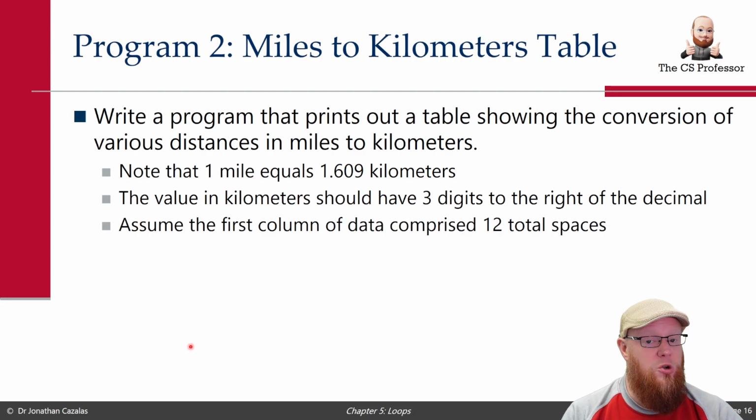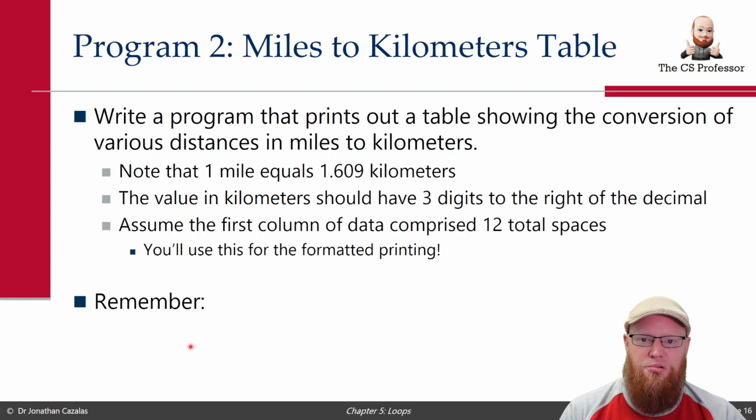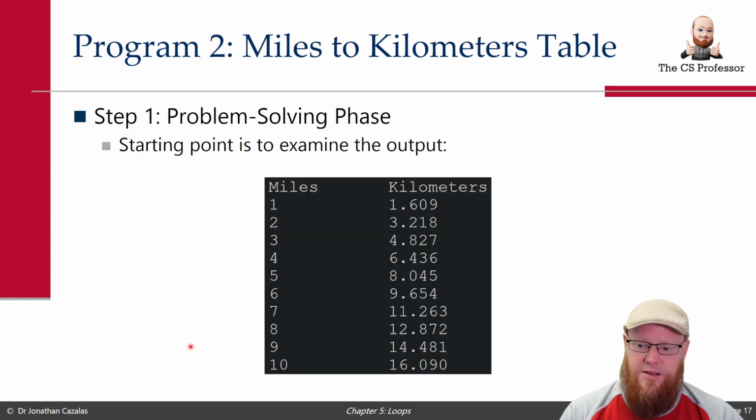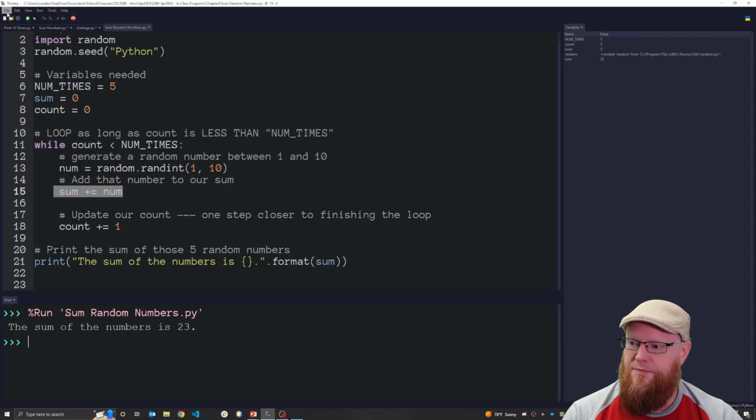And we should also assume that the first column of data takes up 12 total spaces, because we should use formatted printing to make the table look nice. So here's the table. Just to examine it, we want to print the mile values from 1 through 10. So we're going to loop 10 times. And at each iteration, we're going to print the mile value, and we're going to print the equivalent kilometer value, remembering that 1 mile is 1.609 kilometers.